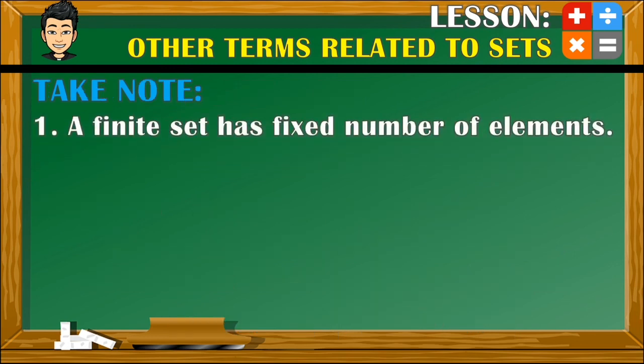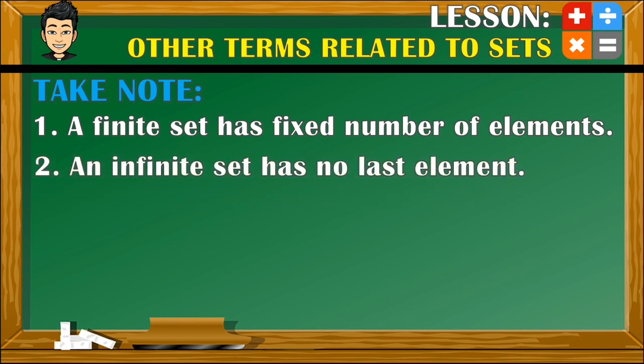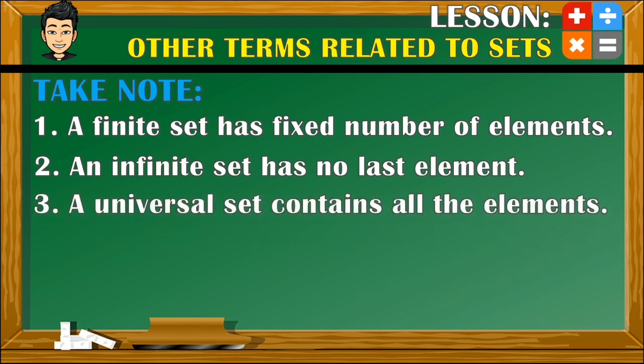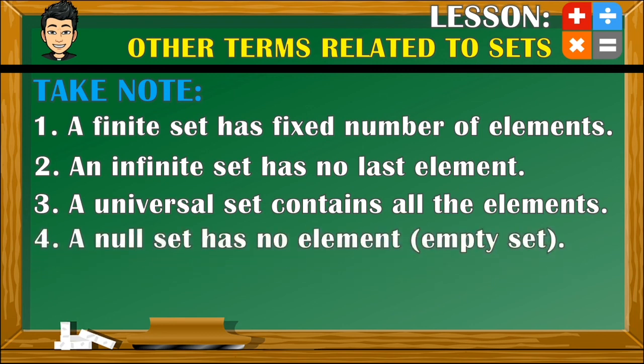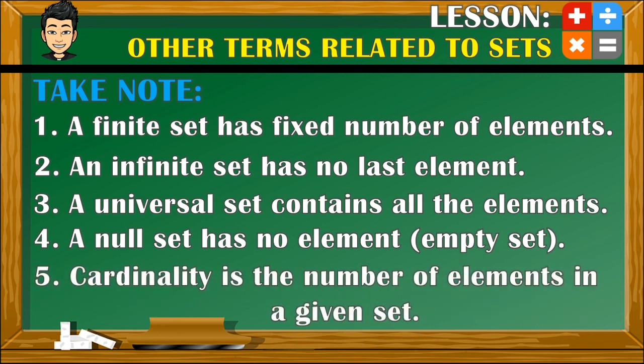A finite set has fixed number of elements. An infinite set has no last element. A universal set contains all the elements. A null set has no element. That is why it is also called an empty set. Cardinality is the number of elements in a given set.